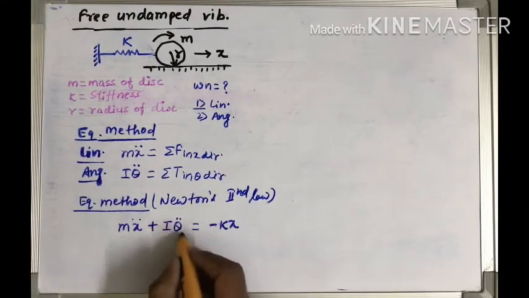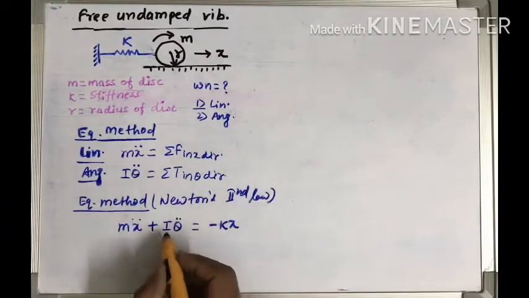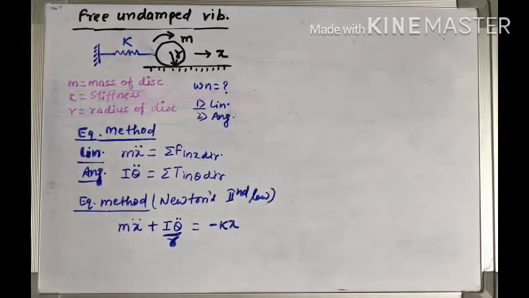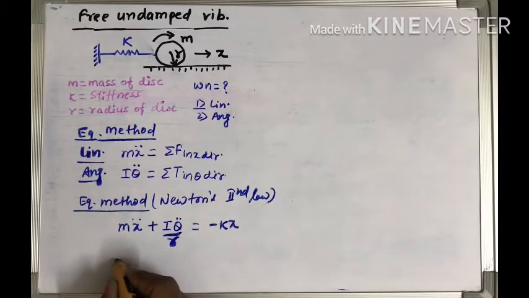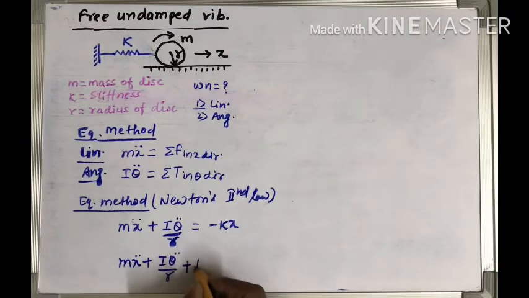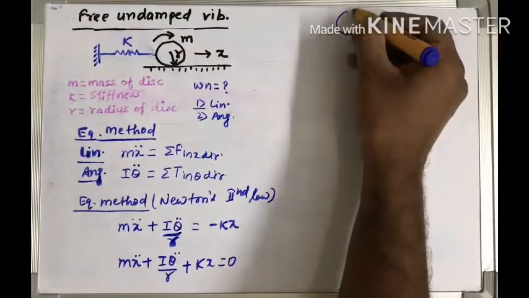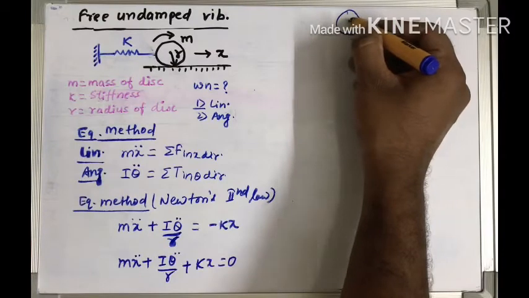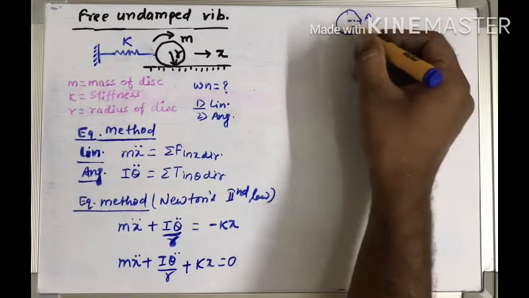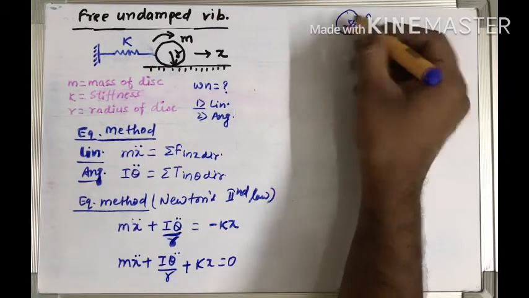So first of all we need to convert this torque into force, then only the whole equation will be converted into a linear equation. To convert this torque into force, we will divide by r. So I can write this equation as m x double dot plus I theta double dot divided by r plus kx is equal to 0. Now when you observe this disc, you will observe a relation. Suppose there is a point A on the circumference here, while traveling the distance x, it has traveled the angle theta, since the radius is r.